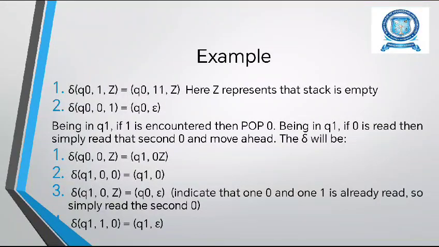The δ will be δ(q0, 0, Z) = (q1, 0Z). δ(q1, 0, 0) = (q1, 0). δ(q1, 0, Z) = (q0, ε). This indicates that 1, 0 and 1 is already read, so simply read the second 0.